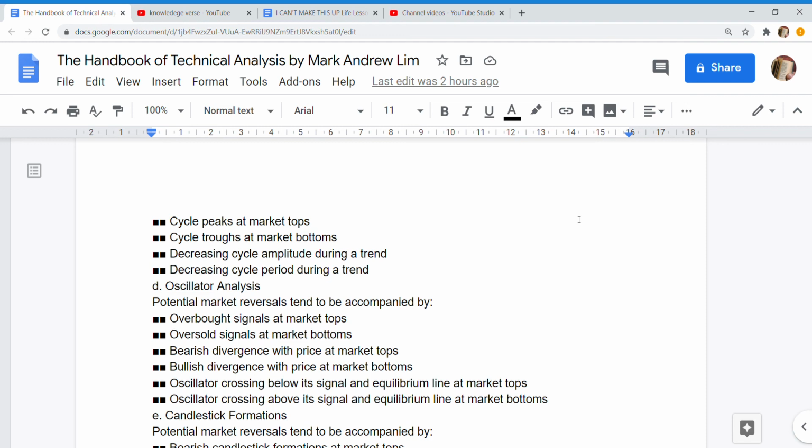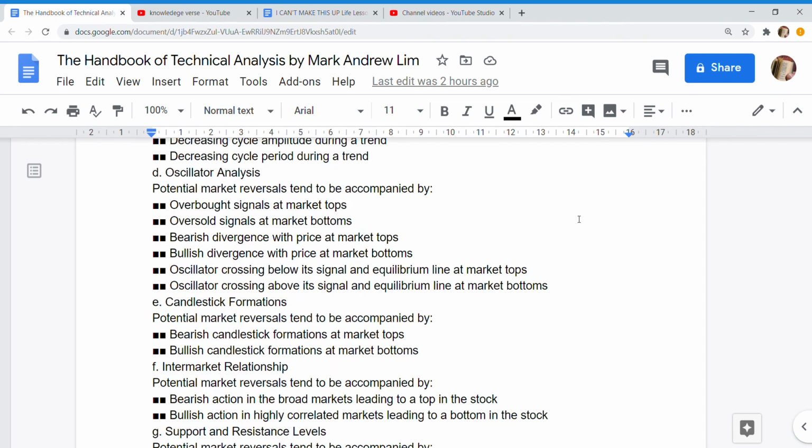D. Oscillator analysis. Potential market reversals tend to be accompanied by overbought signals at market tops, oversold signals at market bottoms, bearish divergence with price at market tops, bullish divergence with price at market bottoms, the oscillator crossing below its signal and equilibrium line at market tops, and the oscillator crossing above its signal and equilibrium line at market bottoms.